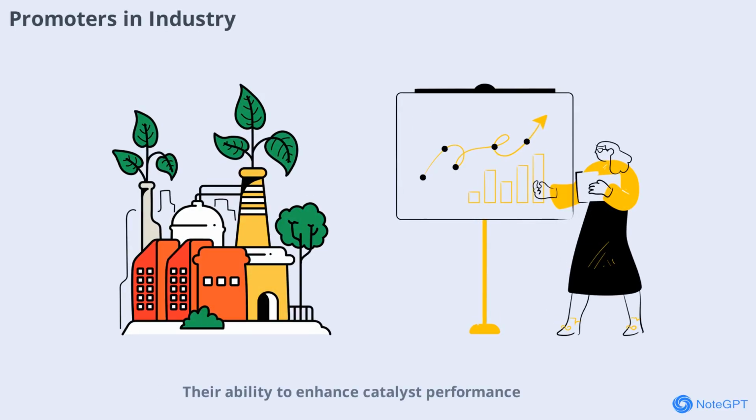Promoters are essential in many industrial processes. Their ability to enhance catalyst performance can lead to significant economic benefits, such as higher yields, lower energy consumption, and reduced waste. In the petrochemical industry, for example, promoters are used to improve the efficiency of cracking catalysts, which are vital for producing fuels and chemicals. By optimizing promoter use, industries can achieve more sustainable and cost-effective operation.